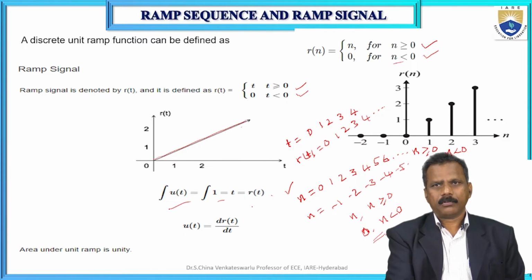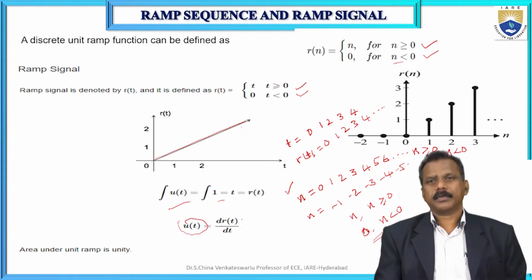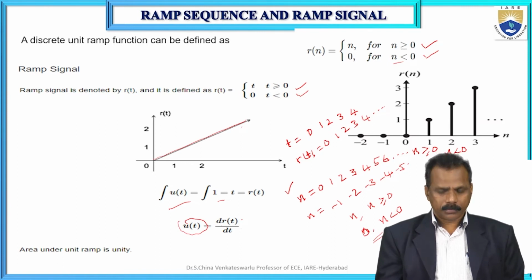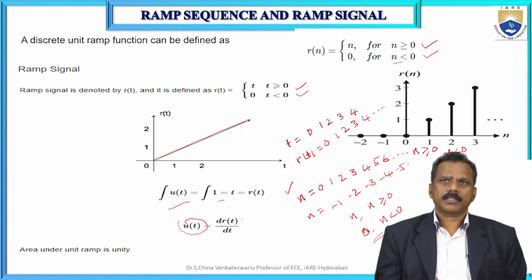So if you want u of t, it is equal to the derivative dr of t by dt. Due to this, the area under the unit ramp is unity. In this way, you can interpret both theoretically and mathematically, in terms of the graphical representation, the ramp sequence as well as the ramp signal.